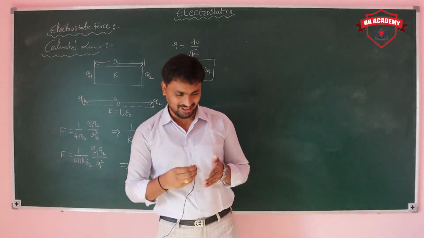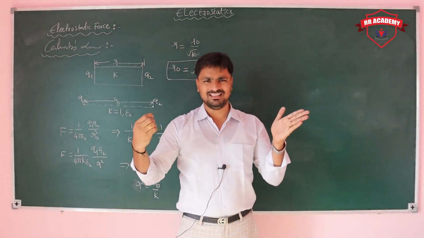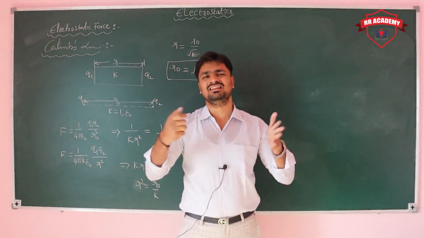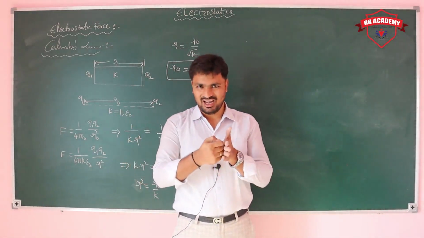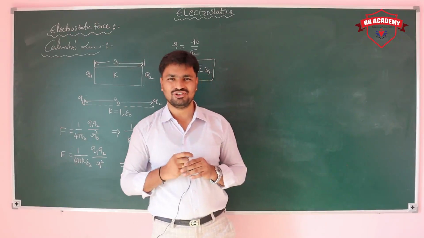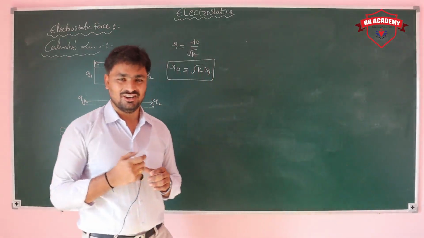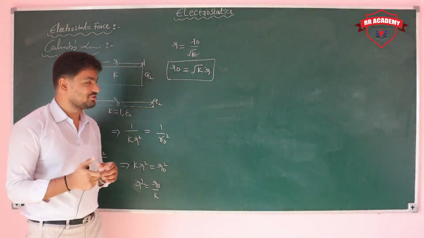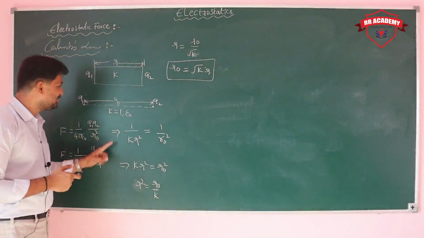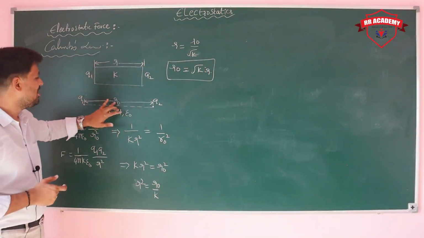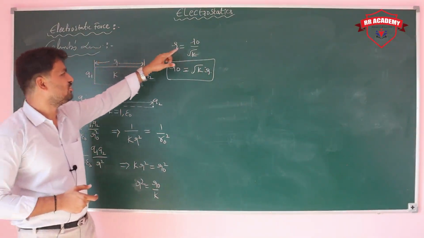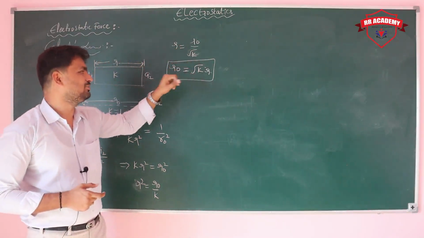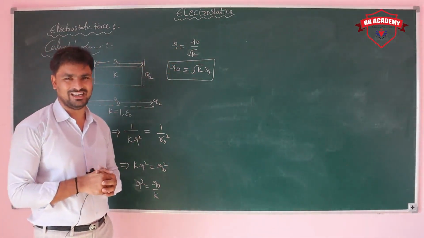Effective distance: if you place the charges in a dielectric medium and compare with no medium, and you want to produce the same force, then you need to decrease the distance from R naught to R. The ratio of R naught to R is root K times.